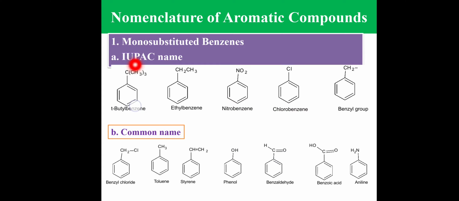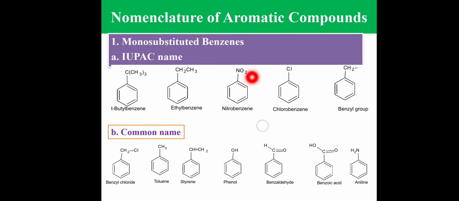Number one, first the IUPAC name. Here, the name of the compound is tertiary butyl benzene. How is this tertiary butyl benzene? Here, the tertiary butyl group is directly joined to the benzene. This is tertiary butyl and this is benzene. Therefore, the name of the compound is tertiary butyl benzene. In the second example, this is ethyl plus benzene. Hence, the name is ethyl benzene.